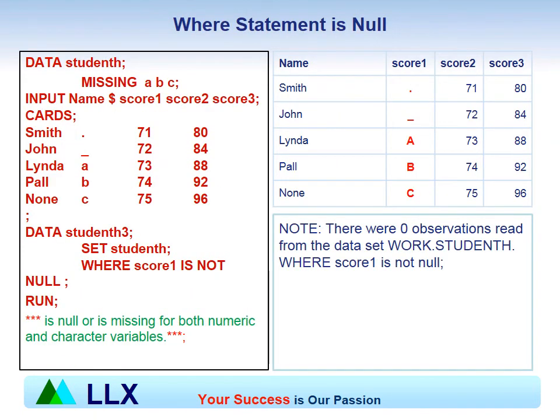Now we will be talking about how to use the where statement with is null. Using the where statement and is null, you can check for where the variable is missing. In this example on the left, a new dataset, student H3, was created from the original dataset student H. Student H3 only existed where the variable score1 was not missing. Since score1 was always missing, student H3 has no observations.